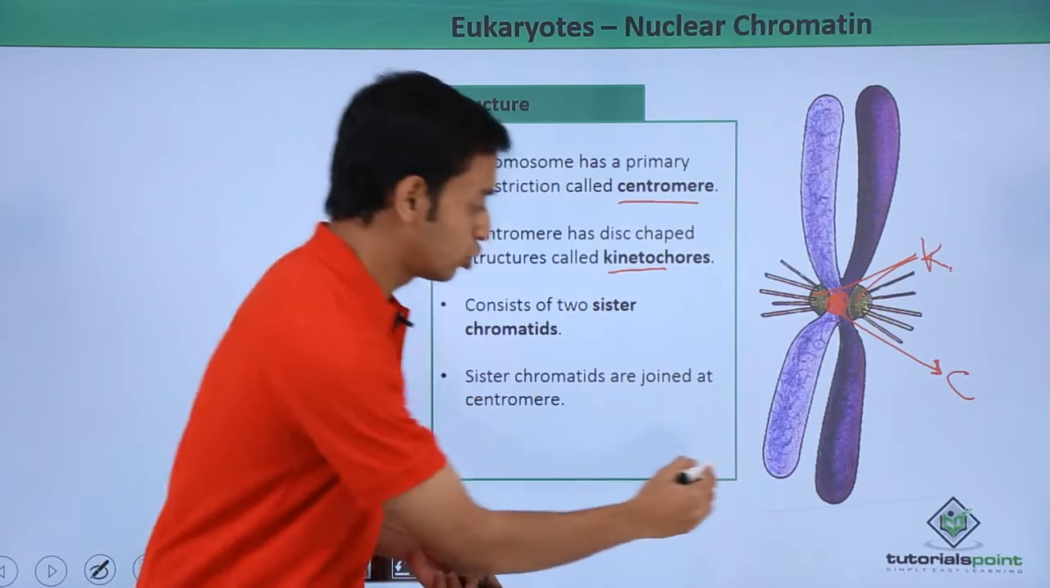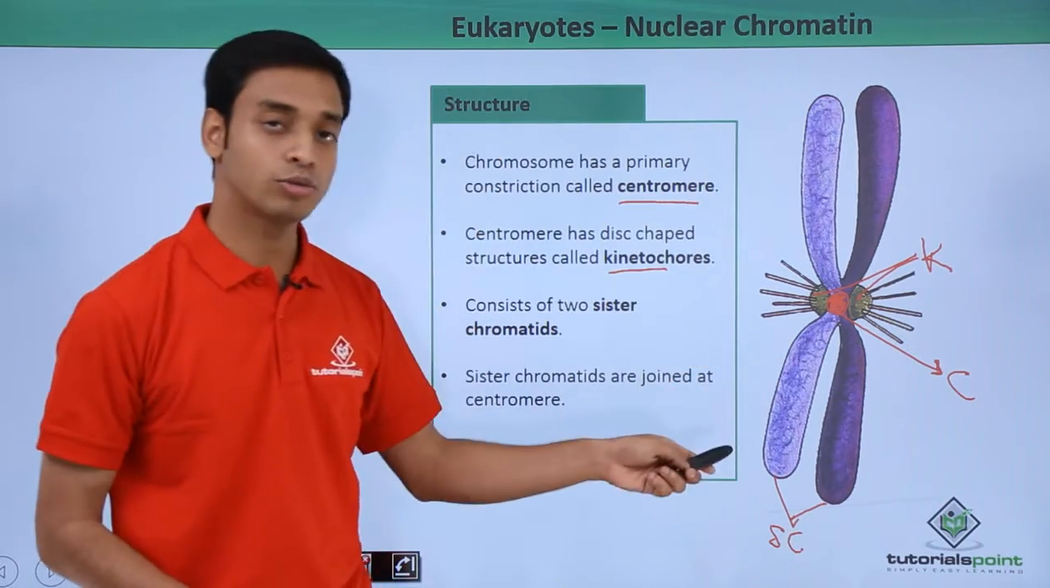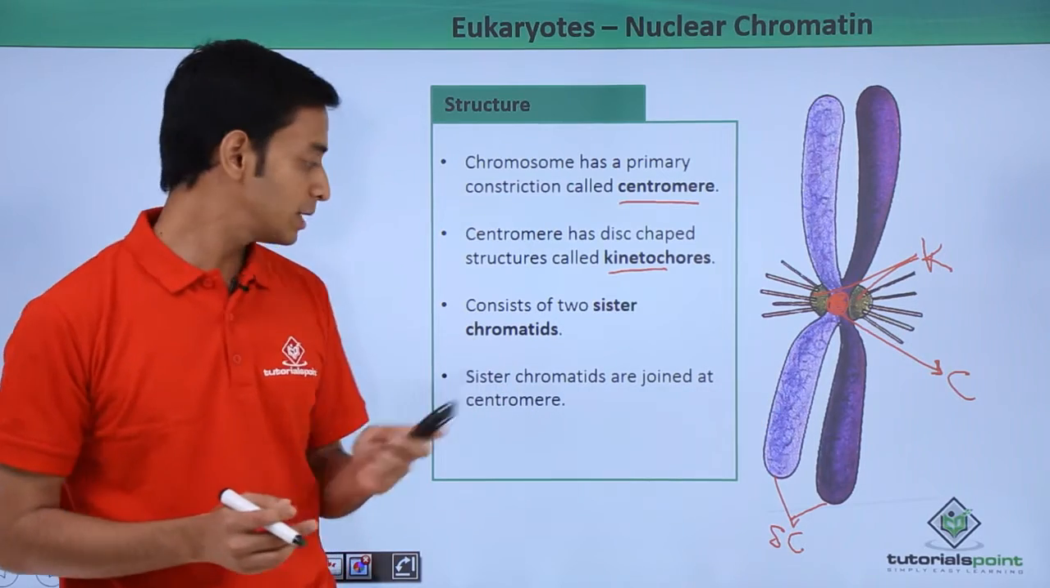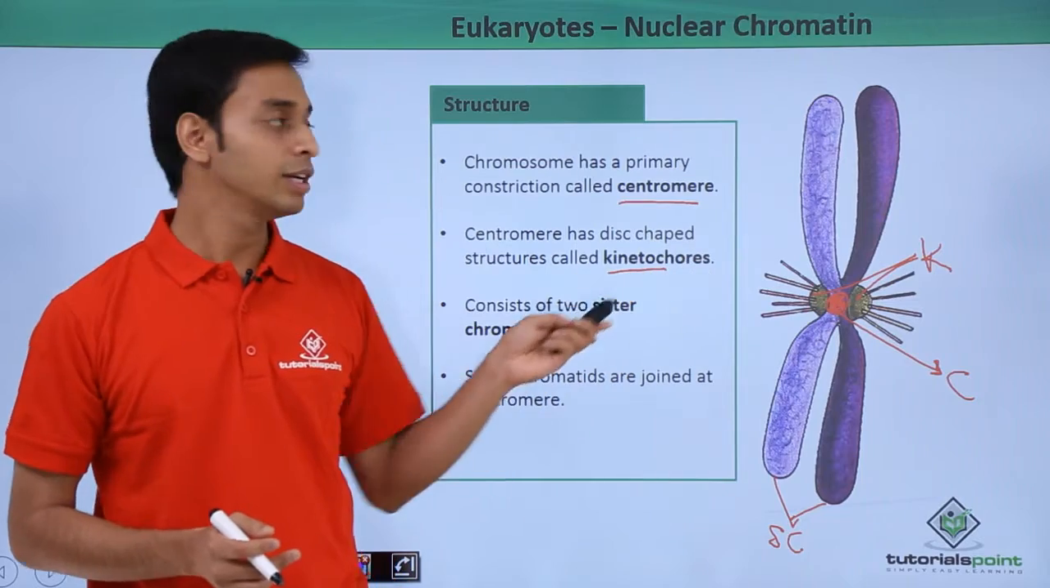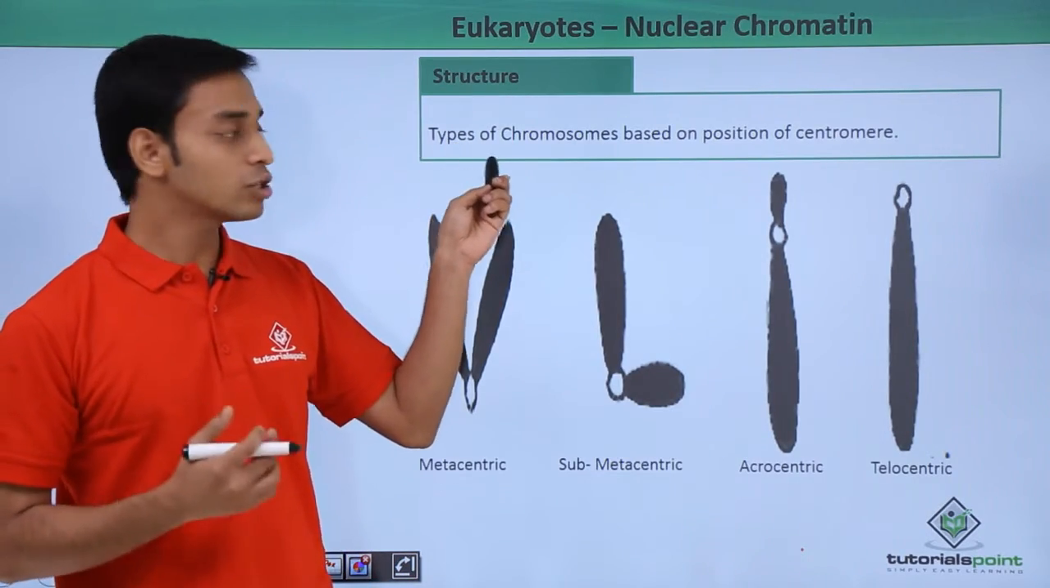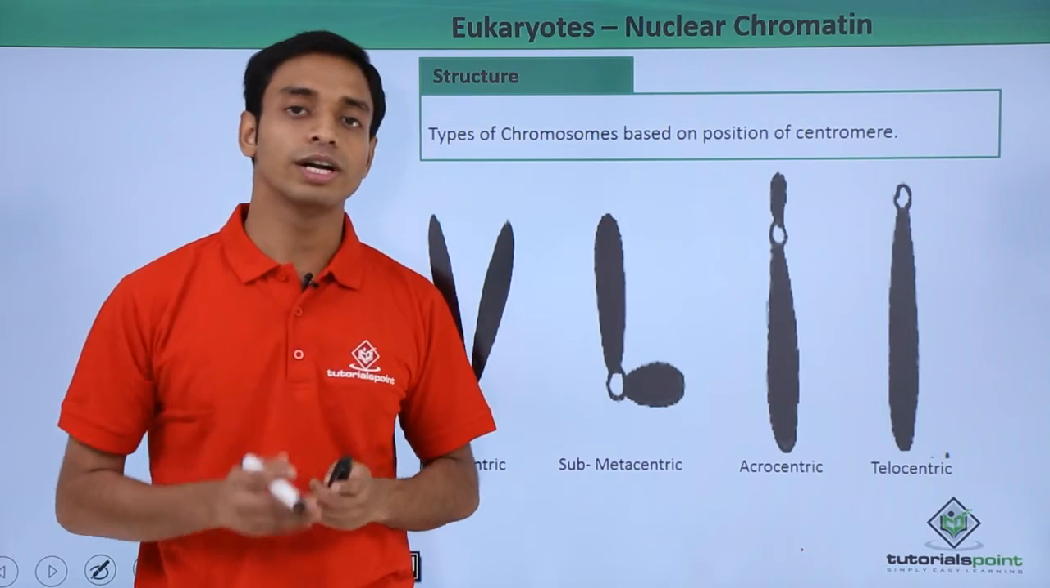The chromosome consists of two sister chromatids. So these are the sister chromatids of a typical chromosome. Two sister chromatids are present, and they are joined at the centromere position. Now on the basis of the position of the centromere, chromosomes can be divided into 4 types.